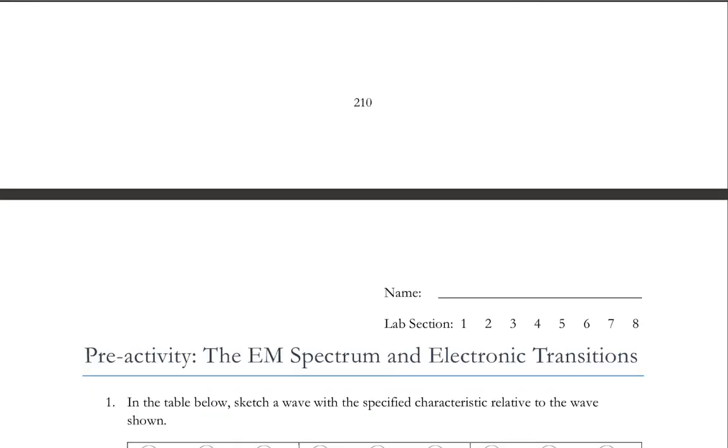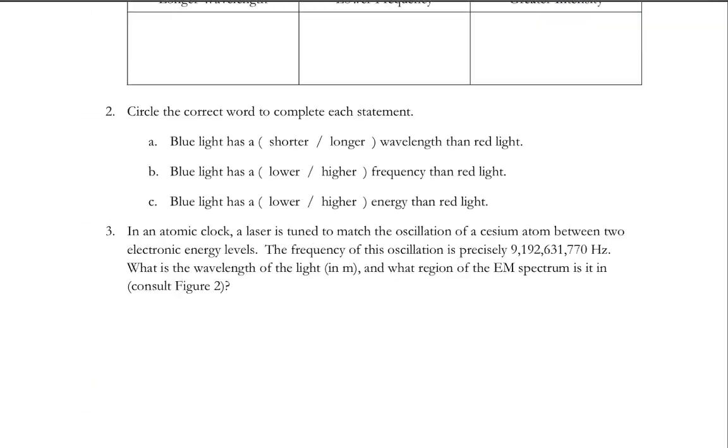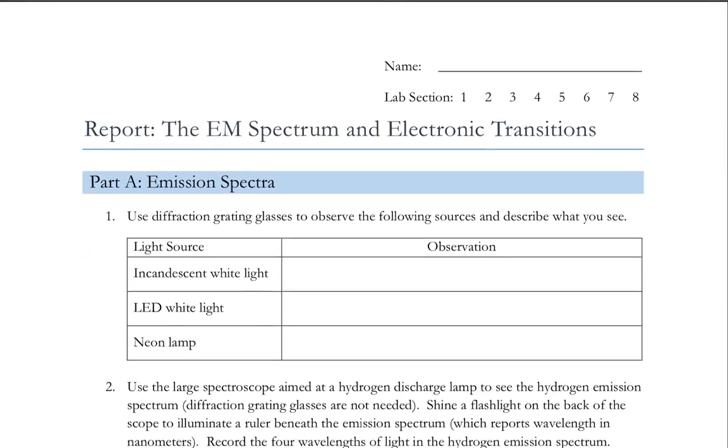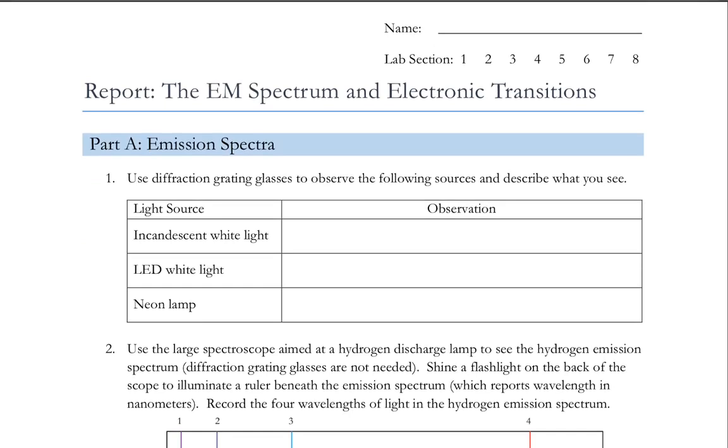Okay, so that's our introduction. You can skip the pre-activity. And we've got then the report. So in the first part of the report, you would be actually doing something if you were in the lab. We have that information in Canvas. So take a look at it, and then the observation just draws some kind of a picture of what incandescent light looks like when we're using a diffraction grating to break it up into its individual components.